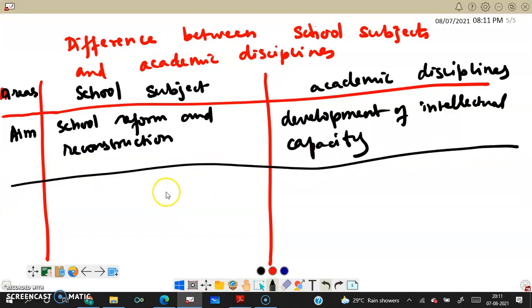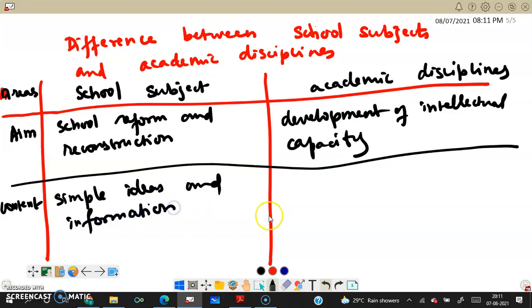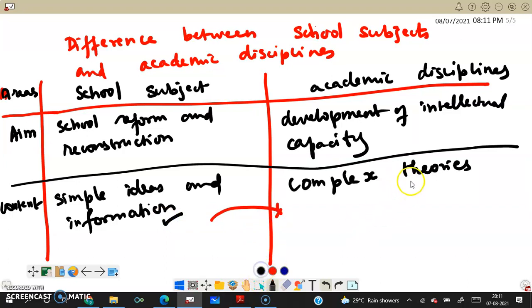Now we go to the next one, which is content. What is the content? Simple ideas and information. Here we are giving them simple ideas and information, practical knowledge, local community knowledge, technical knowledge; all this will come under this content. But in academic discipline, it is complex theories. So this is a base. From this base, slowly we go. When the child enters university or college, he will study complex theories and their implications, content related to the discipline and interdiscipline.